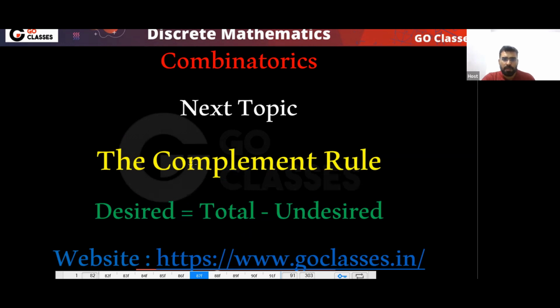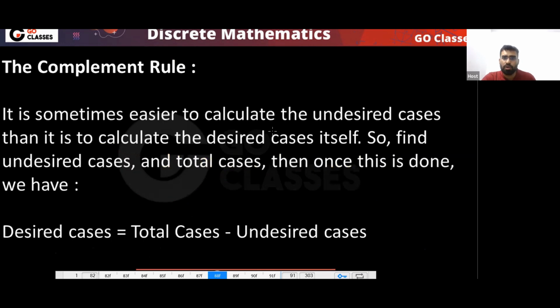Now, for example, sometimes it is very easy to calculate the undesired cases. I will ask you something, but the opposite of that you can calculate very easily. So sometimes it is easier to calculate the undesired cases. Then what you can do is calculate the total cases, and from that remove the undesired cases, so you will get the desired cases. So this is called the complement rule. So let's take an example.